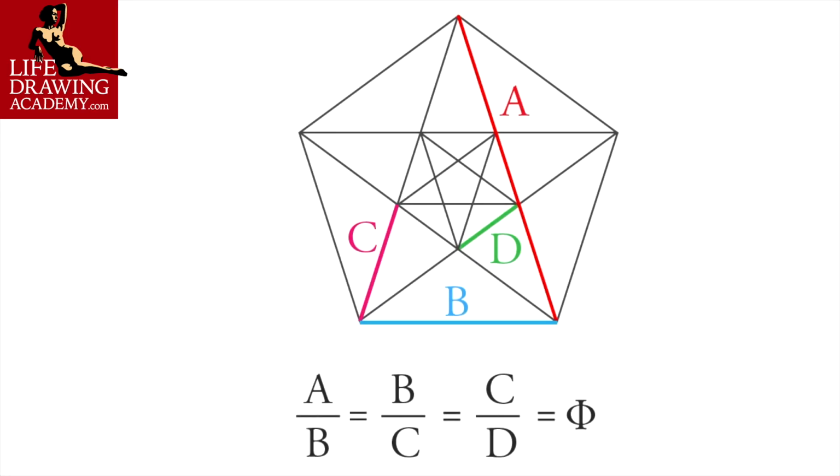Using Euclid's proportions, we can draw a pentagram in which the ratios of lines A is to B as B is to C, and B is to C as C is to D. All pentagram segments, in order of decreasing lengths, are in ratio of phi, that is 1.618.